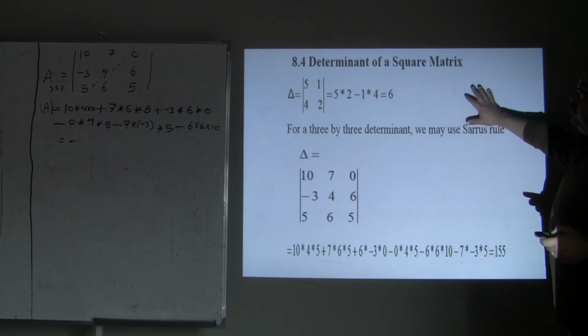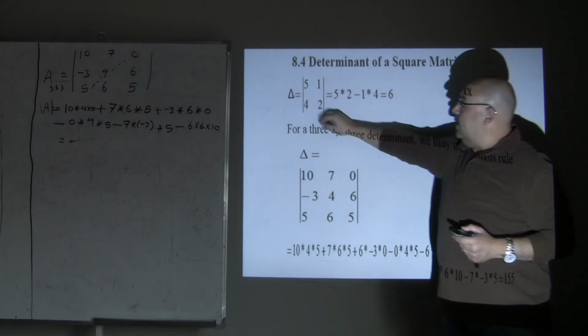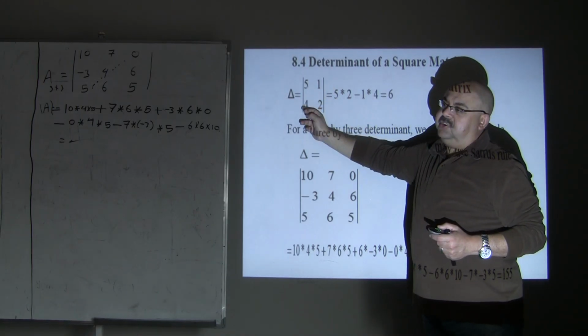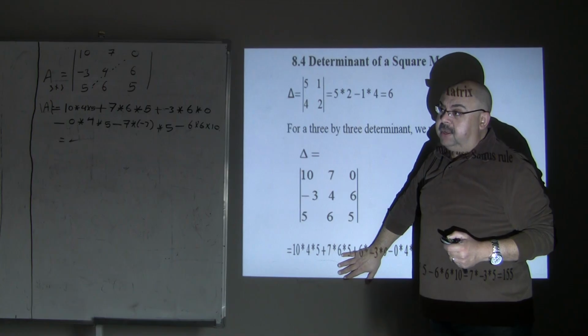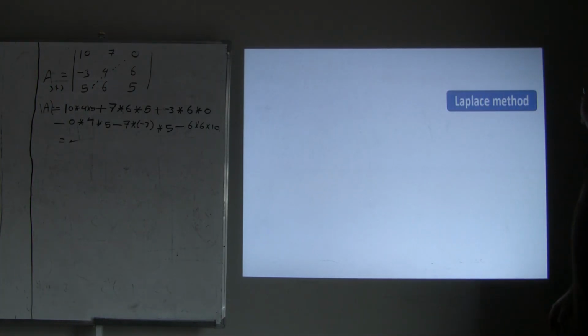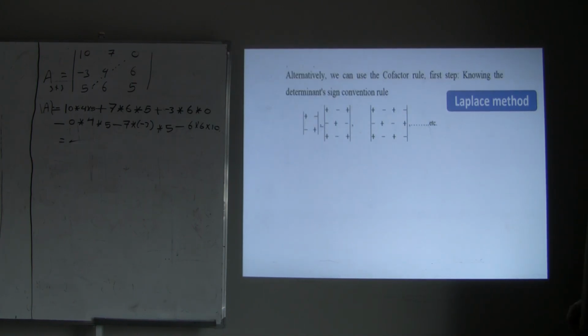So now, for the 2 by 2, it's very simple. Multiply the elements of the principal diagonal minus the secondary diagonal. For a 3 by 3, I will do Sarrus's rule. I will show you now the Laplace method, and it's really very important. The Laplace method is simple. It will depend on eliminating some rows and some columns, as you will see.